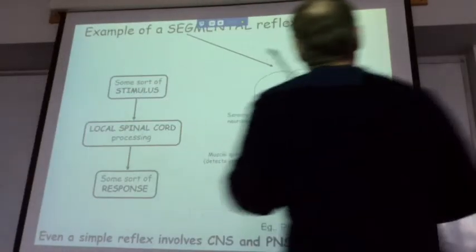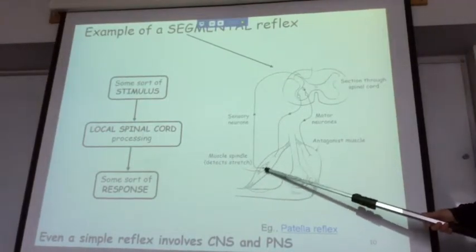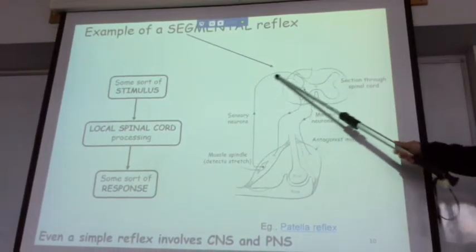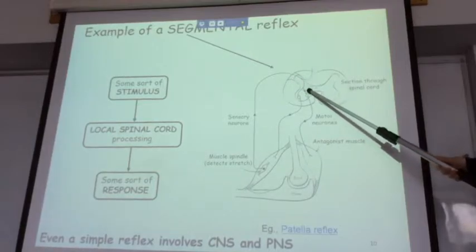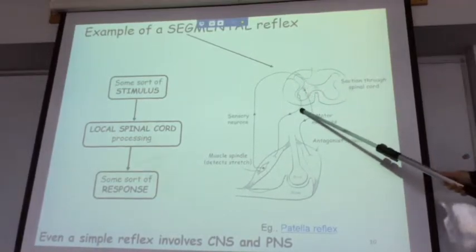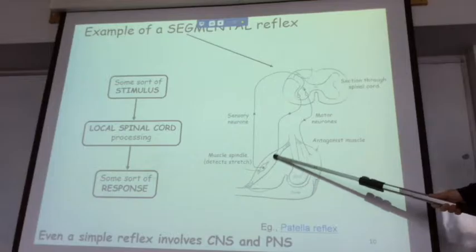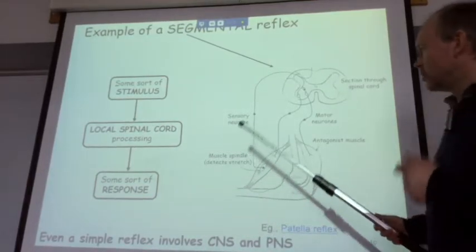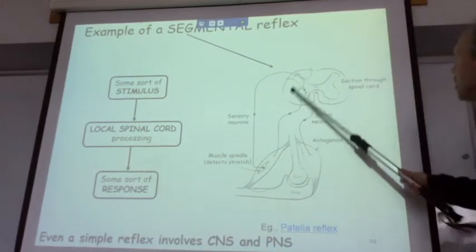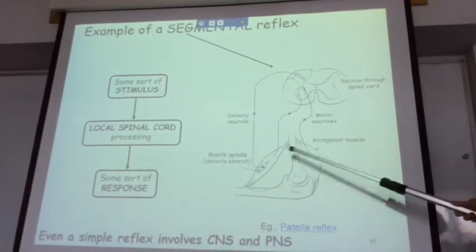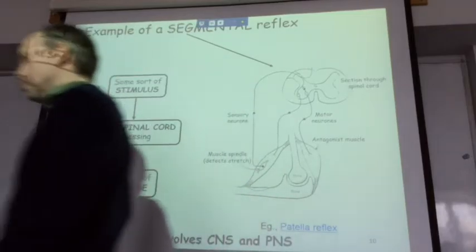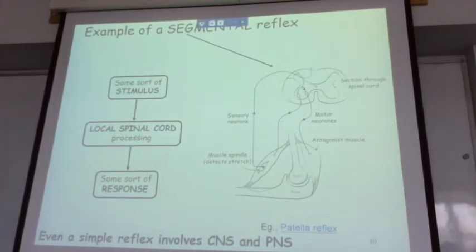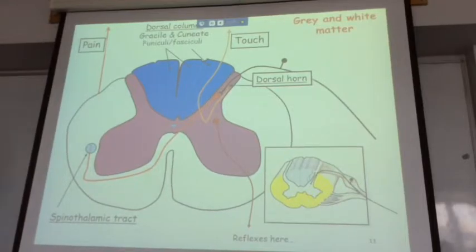In this case, we have stretch receptors activated in the muscles. They go into the spinal cord, into the dorsal horn, and they send signals out to both the contracting muscle and the antagonistic muscle to cause the leg to twitch in that way. So this part is within the central nervous system, this part is within the peripheral nervous system, and that's an example of the simplest reflex.